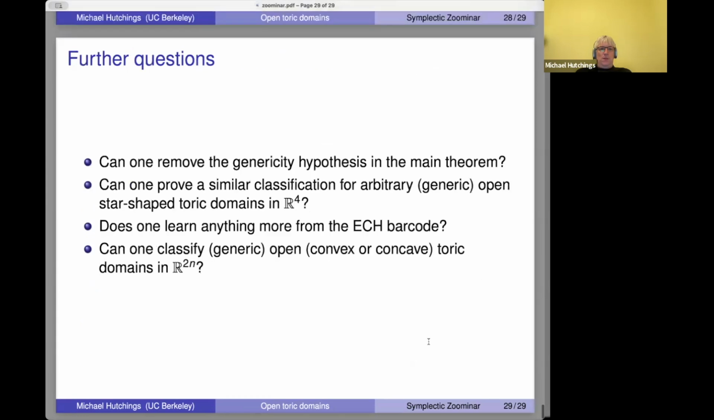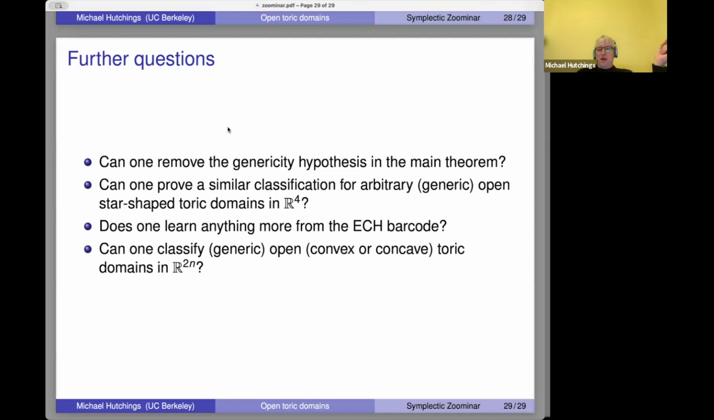So here's some further questions that might be interesting. First of all, that genericity hypothesis I made is a little unsatisfying, so it'd be nice to remove it. More generally, can we classify other open toric domains in R4, which are not necessarily convex? You could take some sort of wiggly curve in the upper quadrant of R2 and look at the toric domain and ask, does the open toric domain determine that curve after reflection?